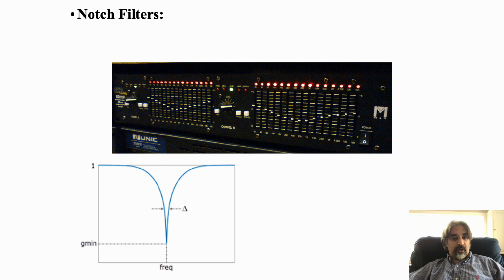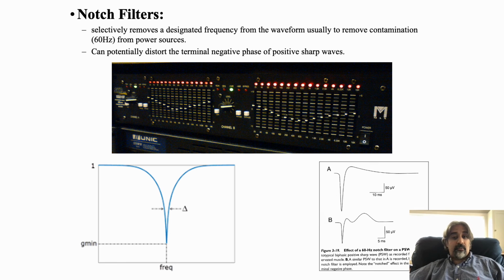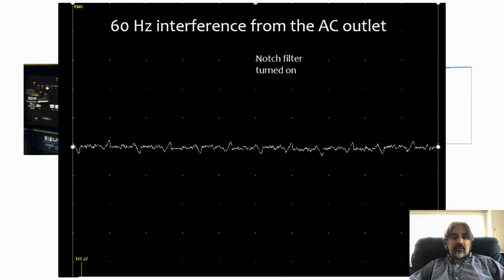It's probably important to just point out that there are filters on the equipment that you can use to try and pull out the 60 cycle interference that we get from the wall circuits. But when you use that filter, you're also going to have a change in your waveform. This was supposed to be a video showing you what that sine wave looks like.